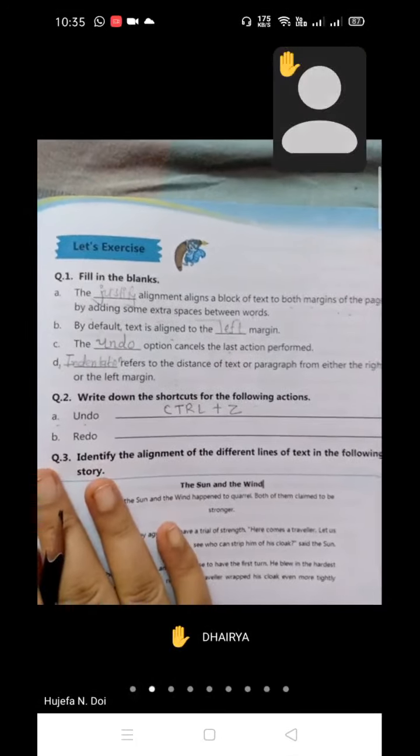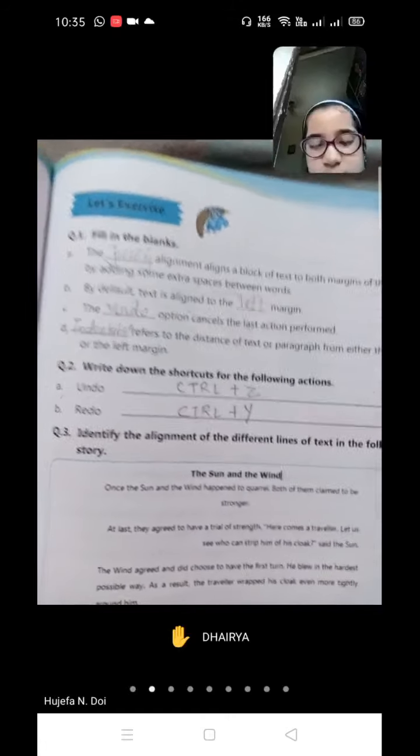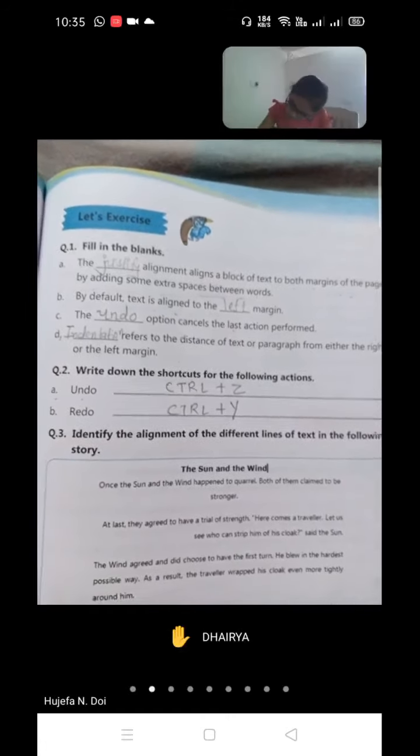B. For redo, Control plus Y. Yes. Write down the answer and mute yourself.